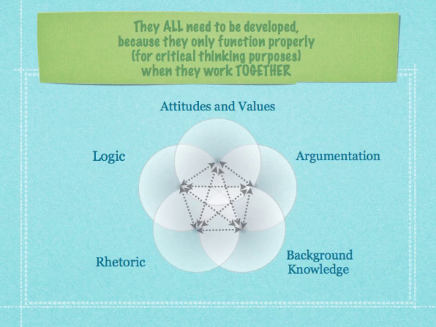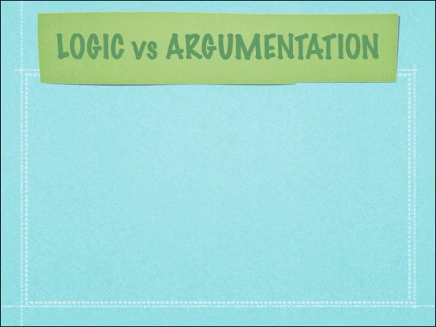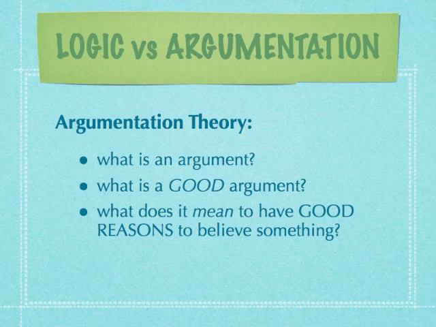Okay, let's start back at the top and dig a little deeper into the first two areas. We talked about logic and argumentation, but what exactly is logic, and how does it differ from argumentation? Well, one way to think of this is to treat argumentation as the broader category, and logic as an important component of argumentation. The central organizing question for argumentation is, what does it mean to have good reasons to believe something? It's in the theory of argumentation that we try to answer this question. It's here where we define what an argument is and isn't, and try to come up with standards or norms for distinguishing good arguments from bad arguments.